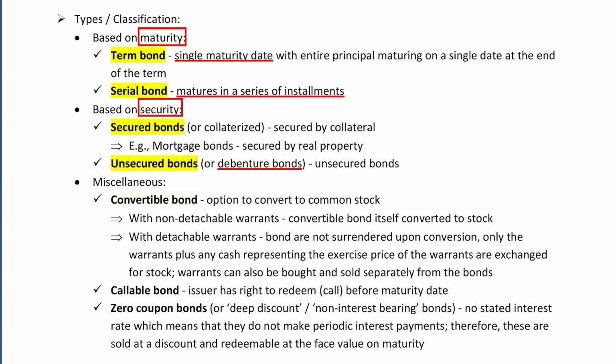Next one, highlight convertible bond and underline option to convert to common stock, highlight callable bond and underline issuer has right to redeem or call before maturity date, and highlight zero coupon bonds and underline deep discount or non-interest bearing bonds.